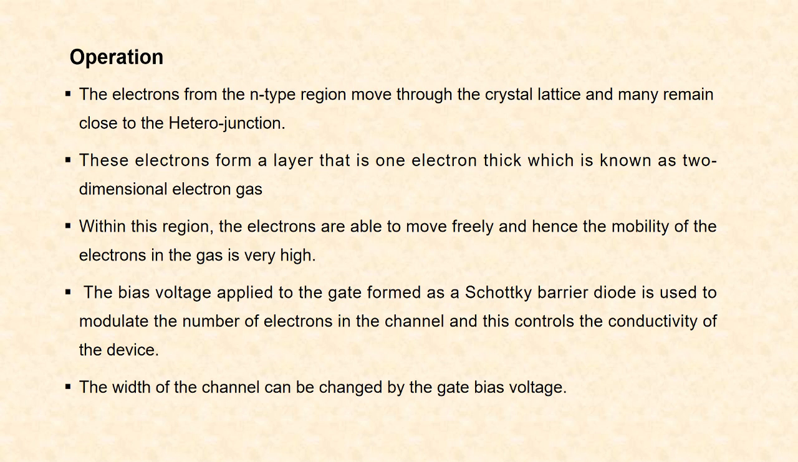The bias voltage applied to the gate is used to modulate the number of electrons in the channel, and this thereby controls the conductivity of the device. The width of the channel can be changed by the gate bias voltage.